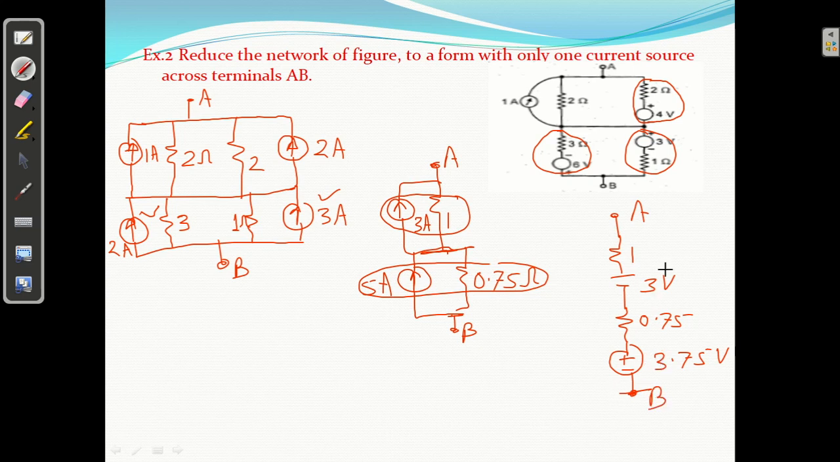Now you can say these two voltage sources are in series, you can add. So what is the next diagram? A, and these two resistances, they are in series, you can add. So 1 plus 0.75, 1.75. 3.75 plus 3 in series, so 6.75. Okay, so this is to be converted into current source between A and B.